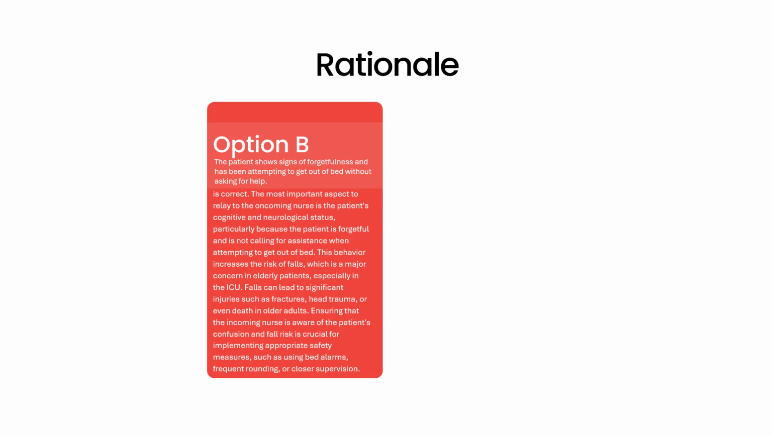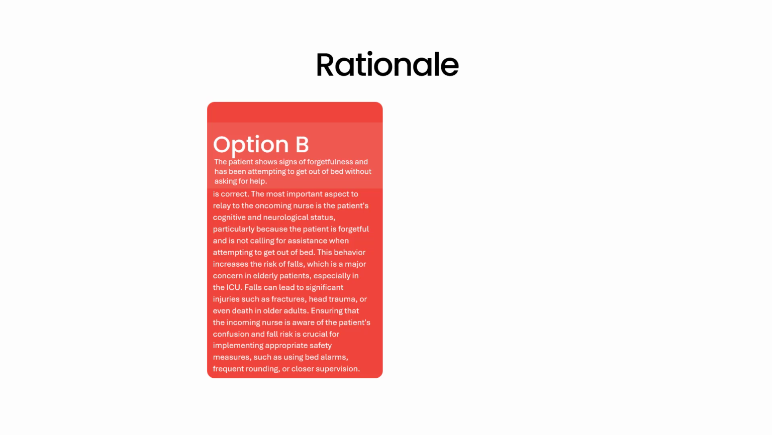B is correct. The most important aspect to relay to the oncoming nurse is the patient's cognitive and neurological status, particularly because the patient is forgetful and is not calling for assistance when attempting to get out of bed. This behavior increases the risk of falls, which is a major concern in elderly patients, especially in the ICU. Falls can lead to significant injuries such as fractures, head trauma, or even death in older adults.